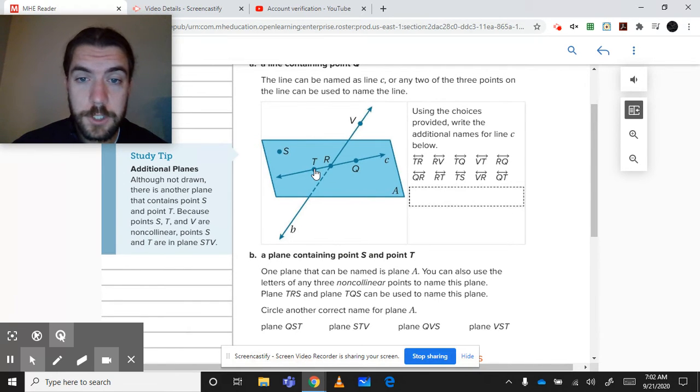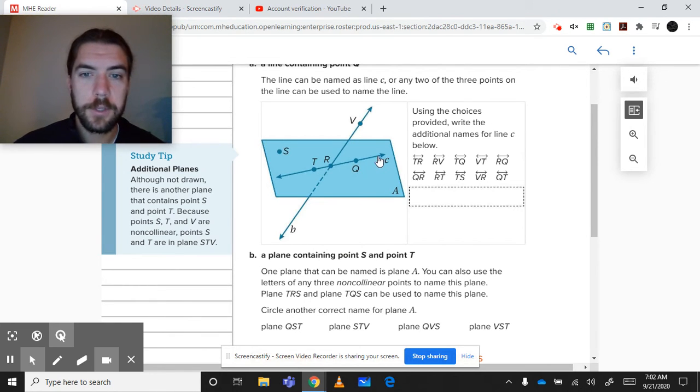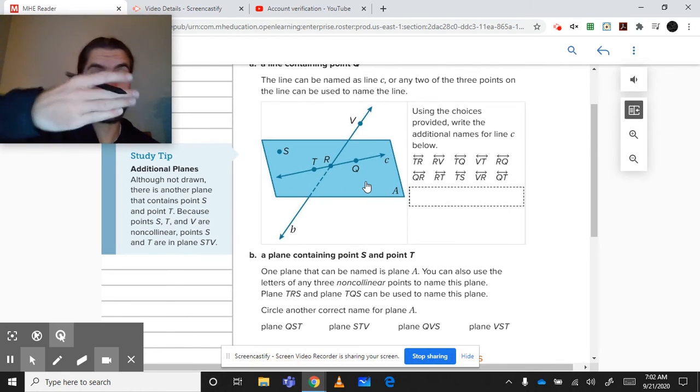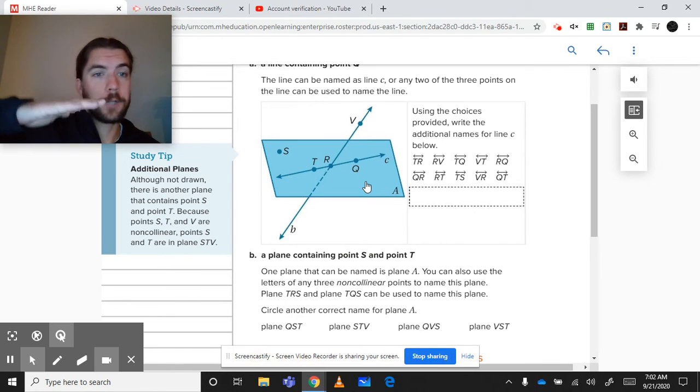Remembering that if you use T, R, and Q, 3 points that are in a line, so 3 collinear points, you can't really define plane A as being the only option. Because if you turned plane A, the definition of a plane has to have a certain direction. So you can't turn the plane and say this is still plane A. You'd have to call it something else. It'd be a new plane if you turned it.